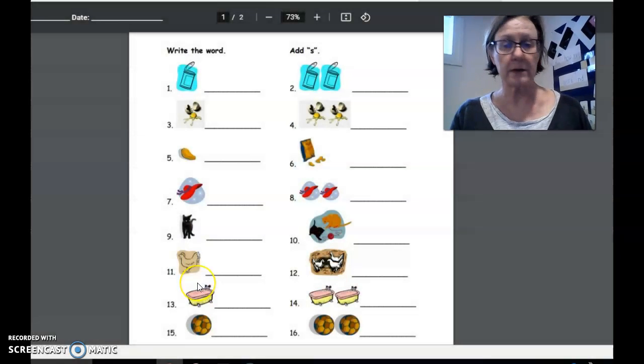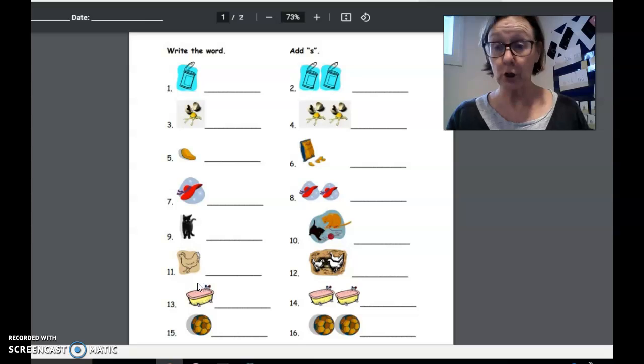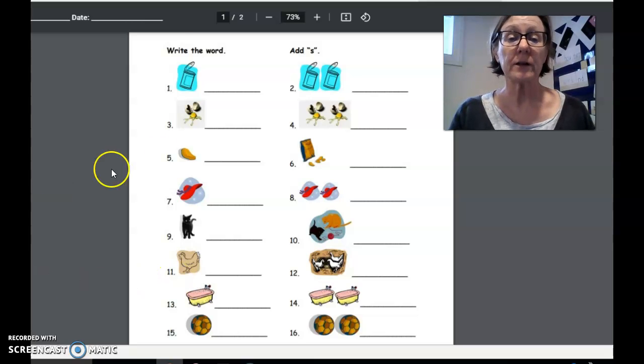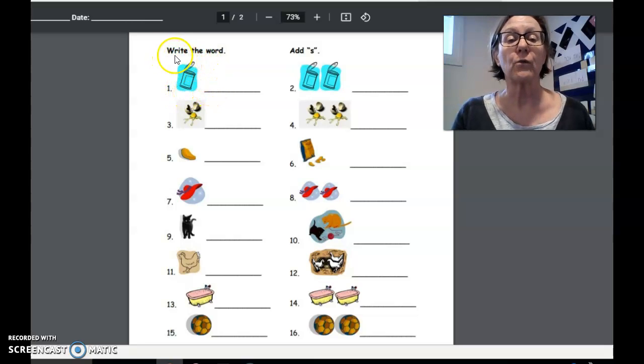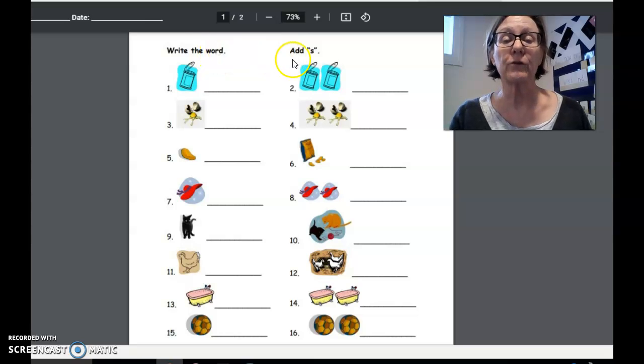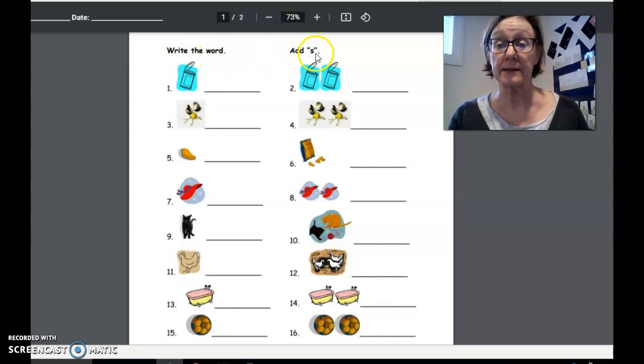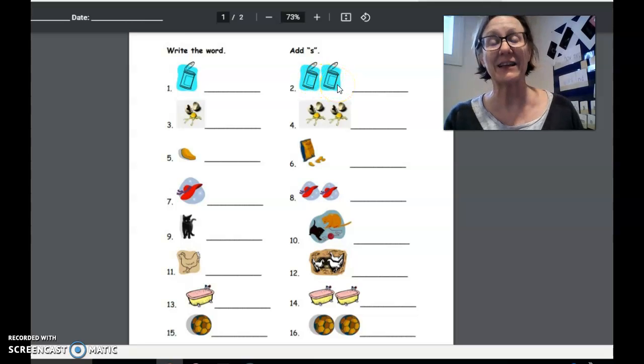So this is about plurals, right? Let's look at the picture. What do you see? This is a can. A can. It says write the word, and over here it says add S. One can, two cans. Two cans. Okay.